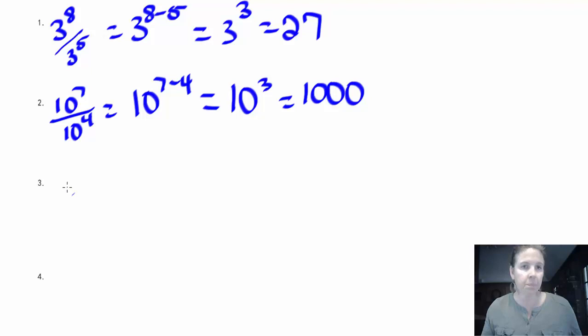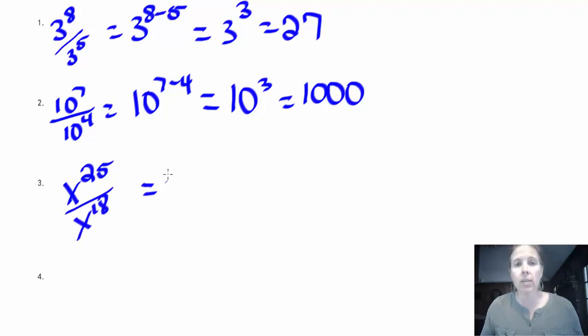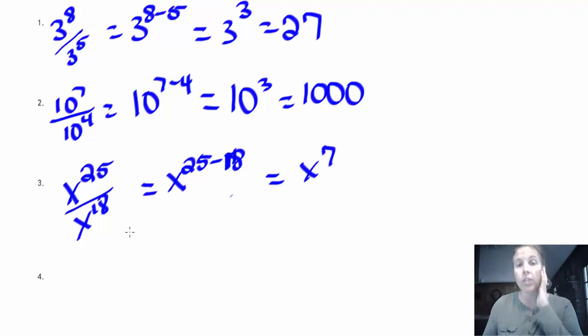The third one, x to the 25th over x to the 18th. That's just going to become x to the 25 minus 18. That should be an 18 right there. Equals x to the 7th power, and then you're done with that one.